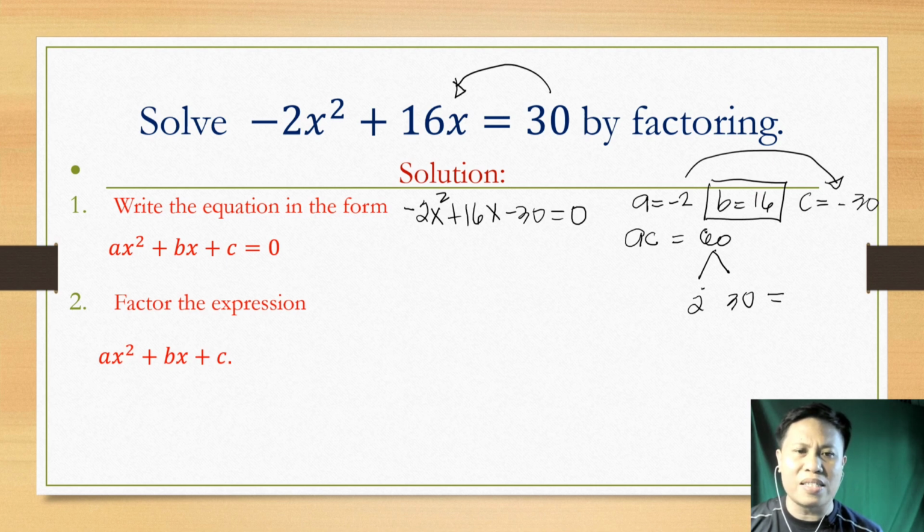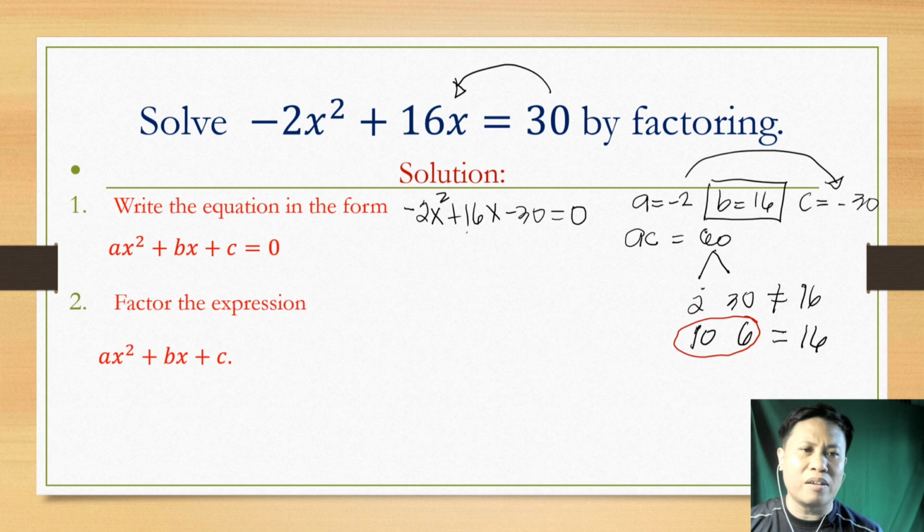But if we add, this is not equal to 16. So how about 6? Or what other factors of 60? It could be 10 times 6. 10 times 6 is equal to 60, and if we add, that is equal to 16. So therefore, 10 and 6 are the two numbers that we are looking for.